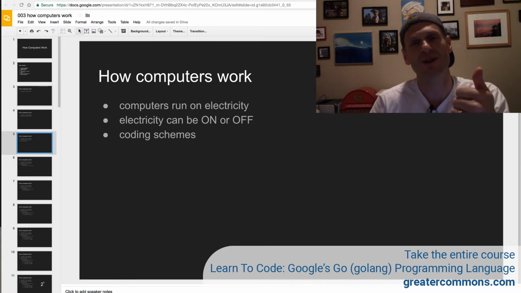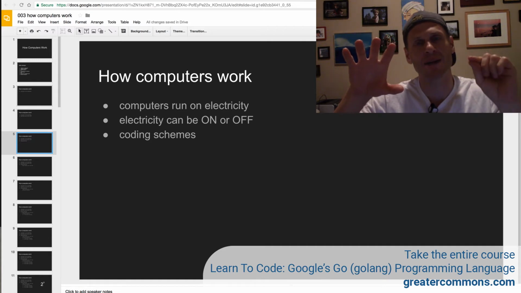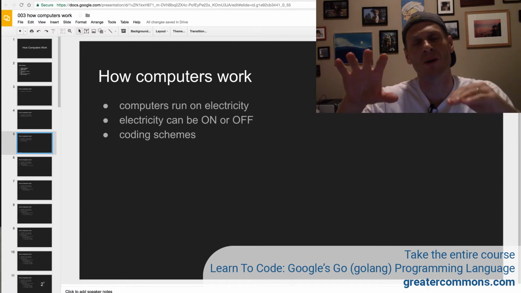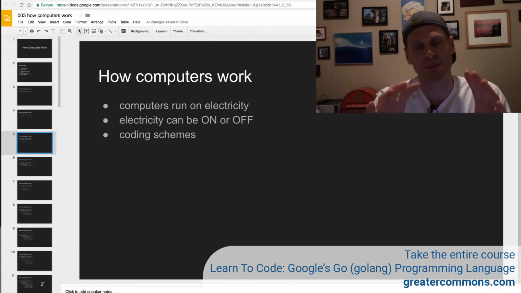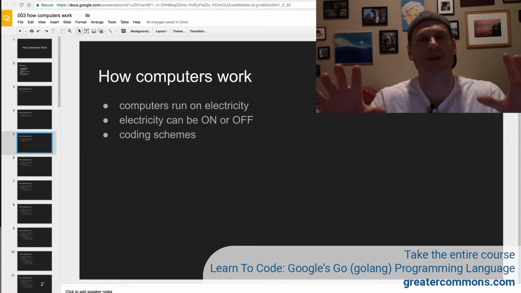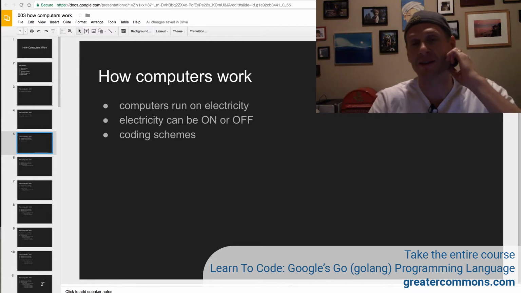So we have a circuit or a switch, and we have a coding scheme, and based upon whether or not that circuit or switch is on or off, it means one thing or another thing. So that's really the foundation, the fundamentals of how computers work. And all you have to do is take that simple example and scale it up several billion times, and you have the greatest computer processor ever.